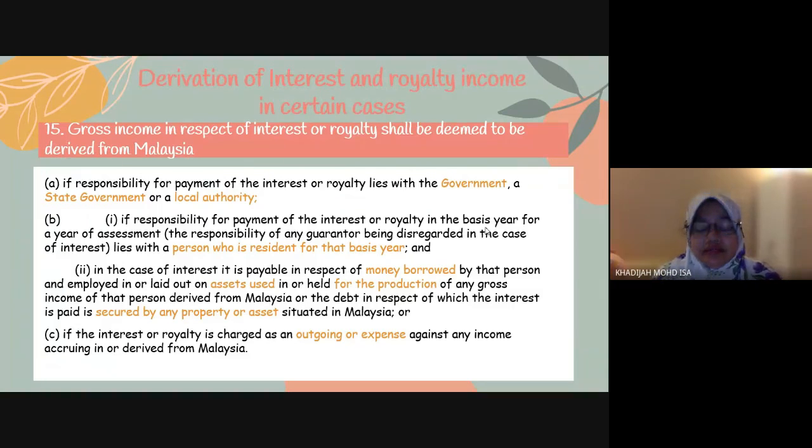Alright, again, you have to provide justification. Why do you say that the income is taxable? Because it's derived in Malaysia based on, then you say lah, maybe paid by the government, or maybe the company is a resident, or maybe it's paid out as an outgoing. So this is the justification that you have to provide, right? But in the case of interest, you're going to add one more condition. All right, is that clear?